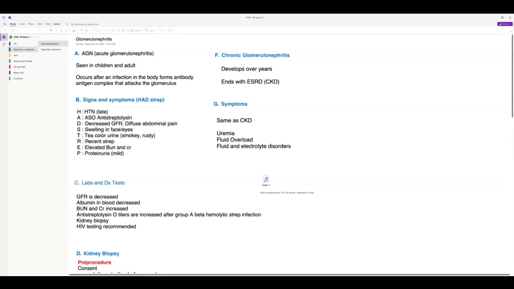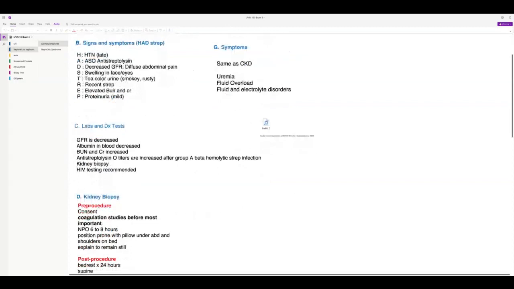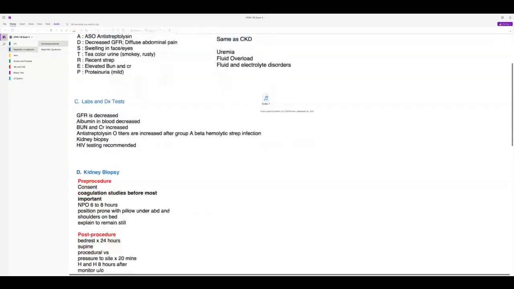The labs: the GFR is decreased. There'll be low albumin in the blood. The BUN and creatinine are increased, and the GFR is going to be decreased. The only way to definitively diagnose it is with a kidney biopsy.